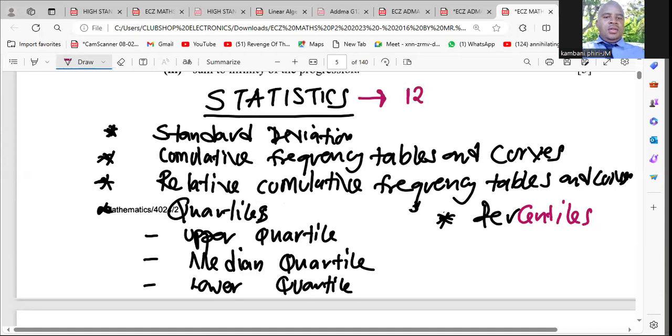So all these things, our target is to get section B. Because in section B, there are 6 questions. From the 6 questions, we are supposed to answer 4. And each question has got 12 marks.